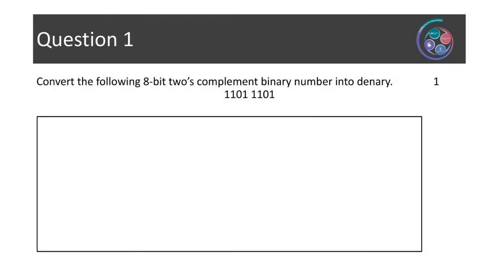Starting off then, we're going to look at how we convert the following 8-bit 2's complement binary number into denary. So we've got ourselves a 2's complement binary number, and we're looking at how we can convert that into a decimal number, and that's 11011101 that we're looking to convert.